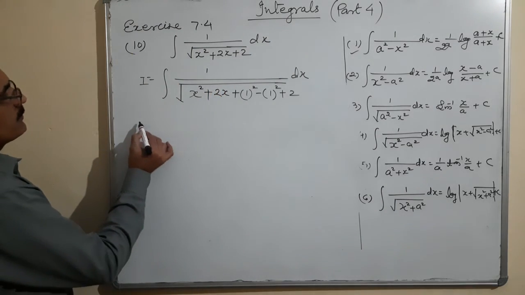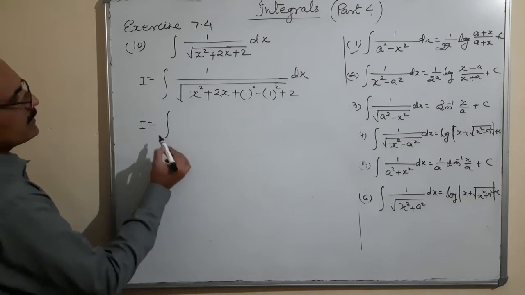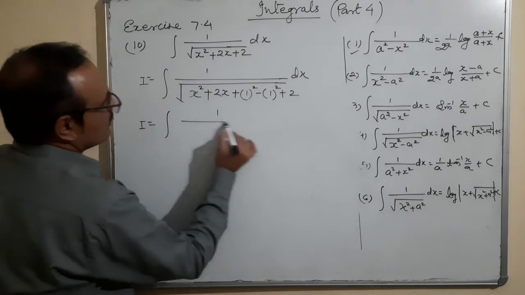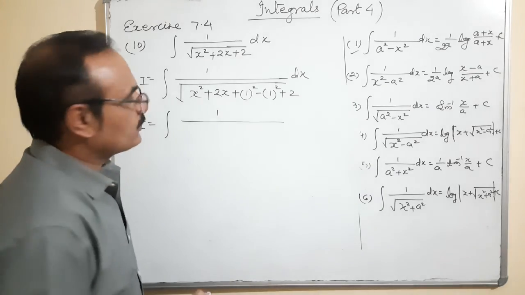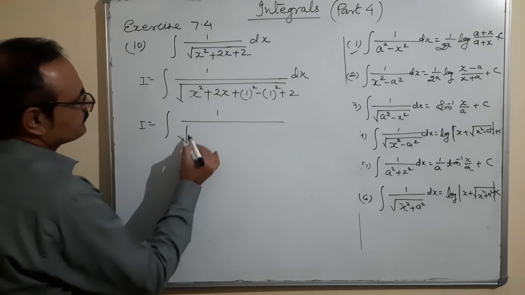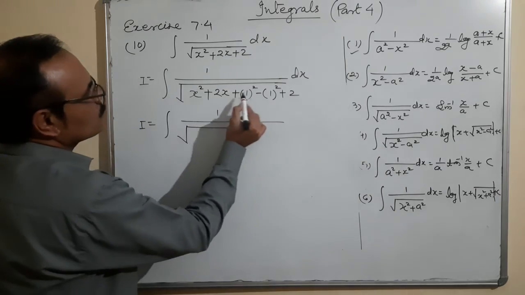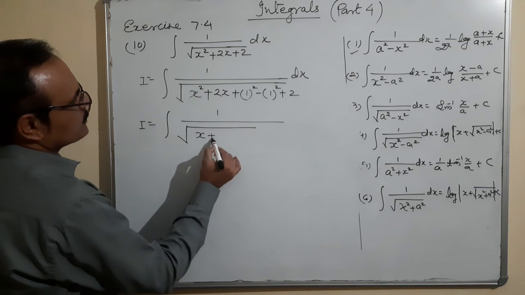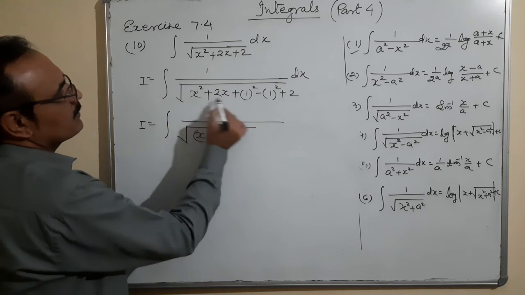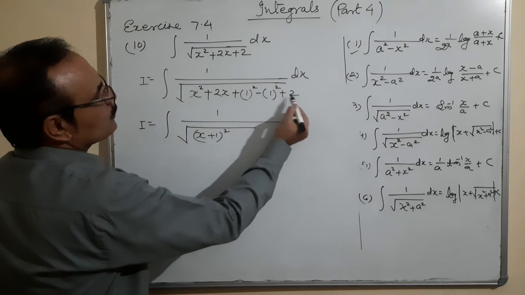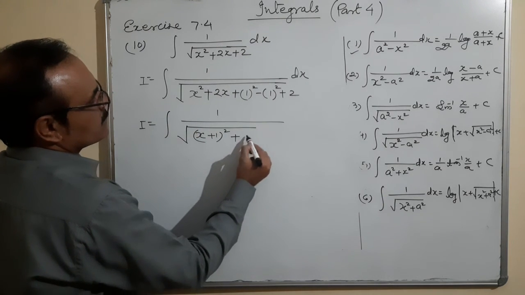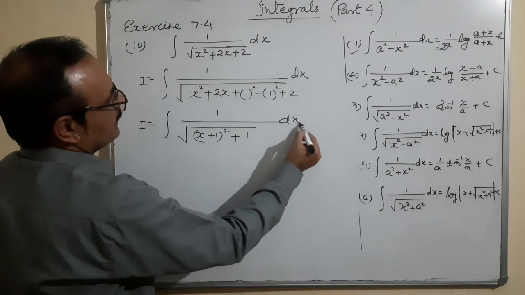This is the procedure by which you can make any quadratic polynomial in the form of x plus a whole square or x minus a whole square, a square plus b square plus 2ab. So it becomes x plus 1 whole square, and 2 minus 1 is plus 1, dx.